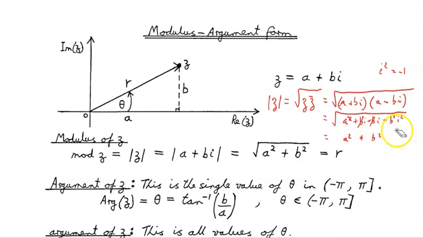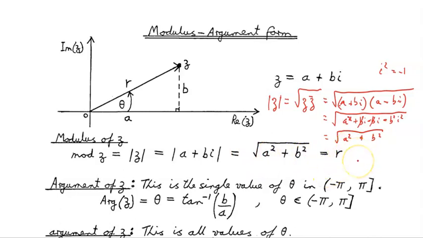Let me do that again. There we go. Okay, so that is another way of looking at it. This absolute value, the square root of a squared plus b squared, is the radial length r.